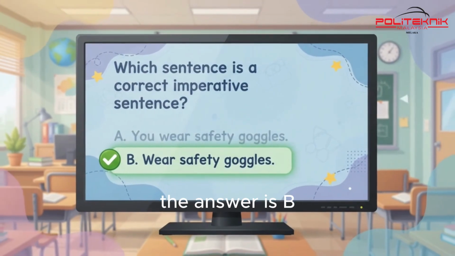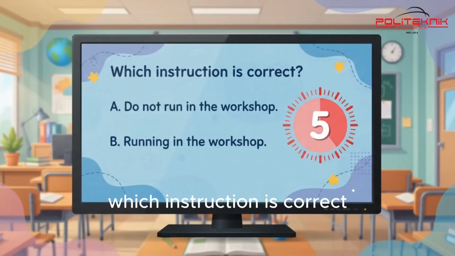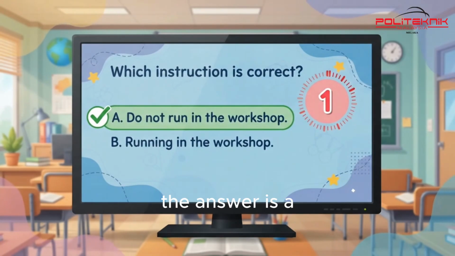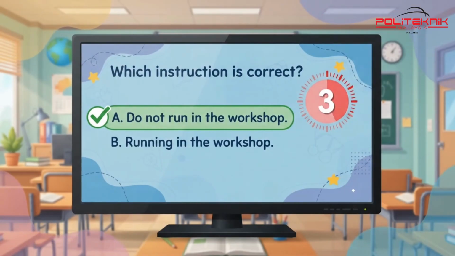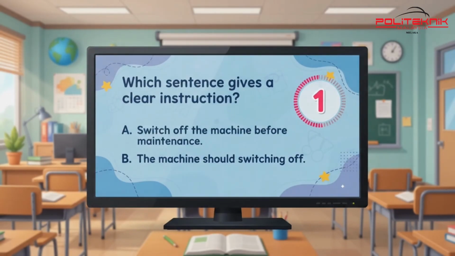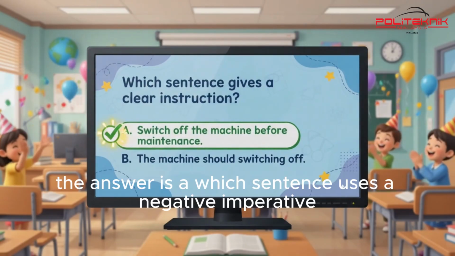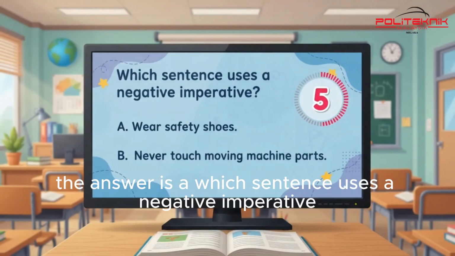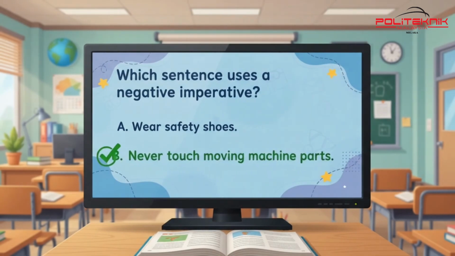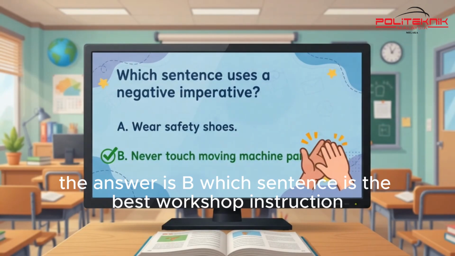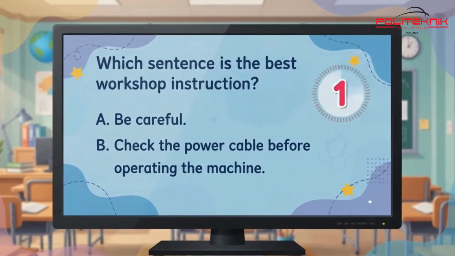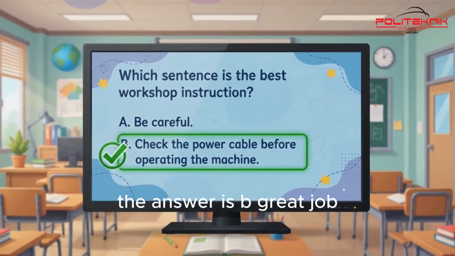The answer is B. Which instruction is correct? The answer is A. Which sentence gives a clear instruction? The answer is A. Which sentence uses a negative imperative? The answer is B. Which sentence is the best workshop instruction? The answer is B. Great job!